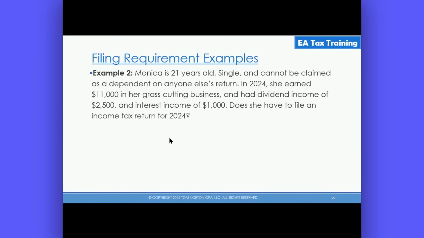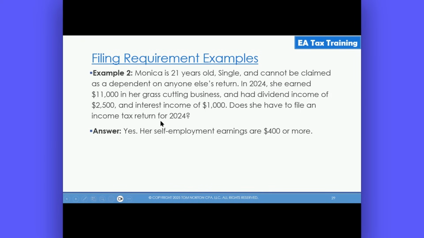But wait, I'm sure you noticed that there is one major difference here, and that is that Monica earned her income not from a job, but from her grass cutting business. So that is self-employment income. And remember, if you have more than $400 of net earnings from self-employment, you have to file a return. So Monica does, in fact, have to file a Form 1040 because her self-employment earnings are $400 or more.